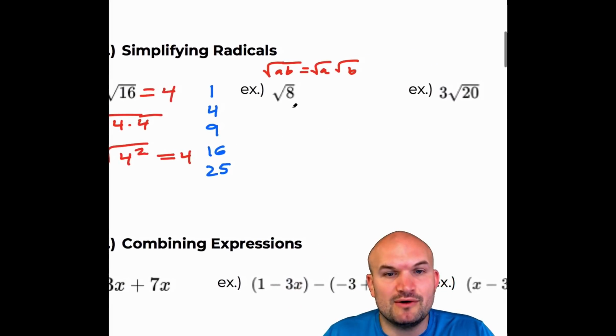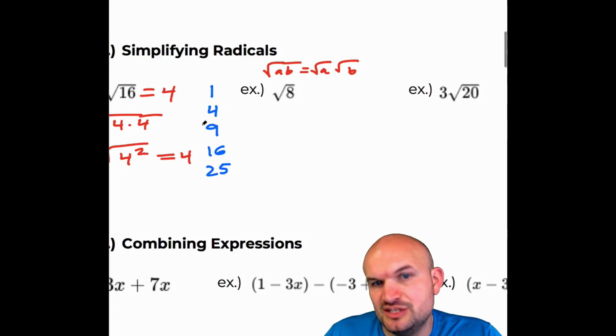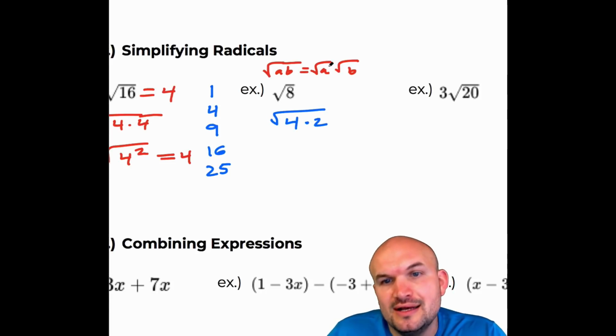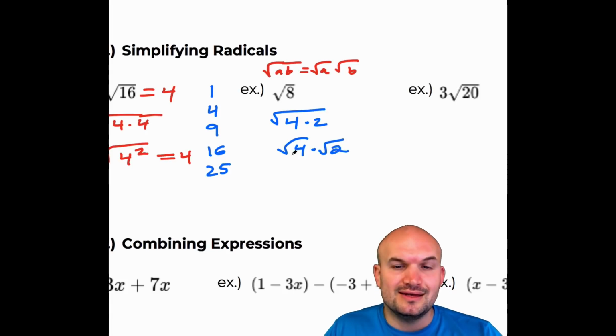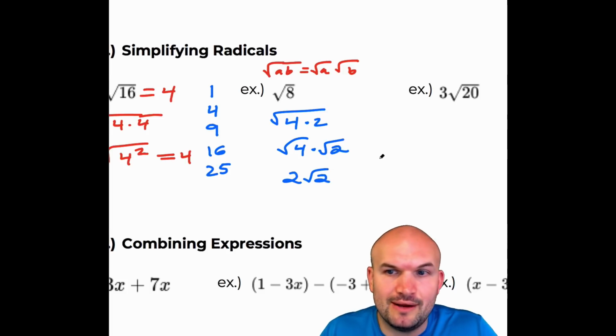So when you're simplifying a radical, I want to see, can I rewrite 8 as a product with one of these square numbers? Yeah, you could do 2. So I could break this up into 4 times 2. Now, I could further break this down as a product: the square root of 4 times the square root of 2. The square root of 4 is 2, and then we have the square root of 2. And then voila, you're done.